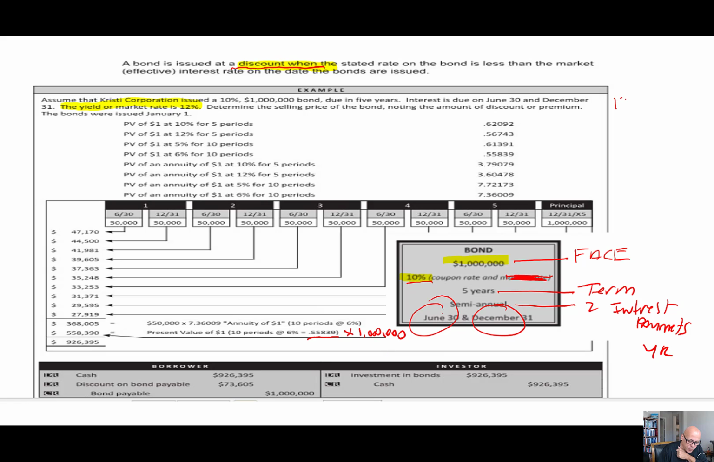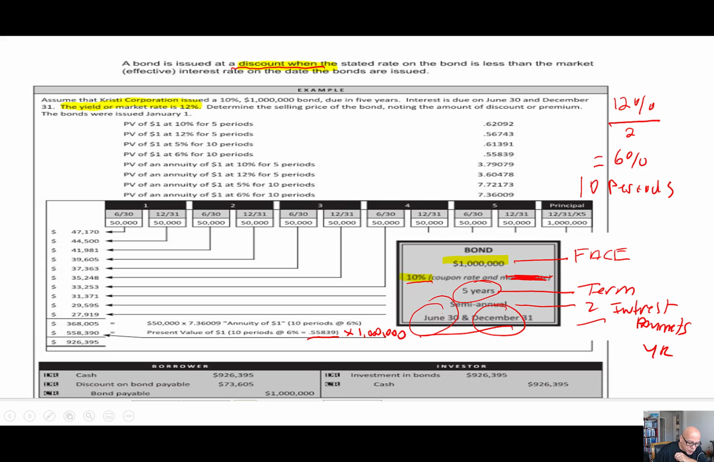So what happens? 12%, we take the market rate of interest. Since it's a semi-annual bond, we divide that by 2. That gives me what? 6%. And since it's a 5-year bond, but it's paying 2 interest payments, we're going to have what? 10 periods. You count 10 periods because it pays interest semi-annually, okay?